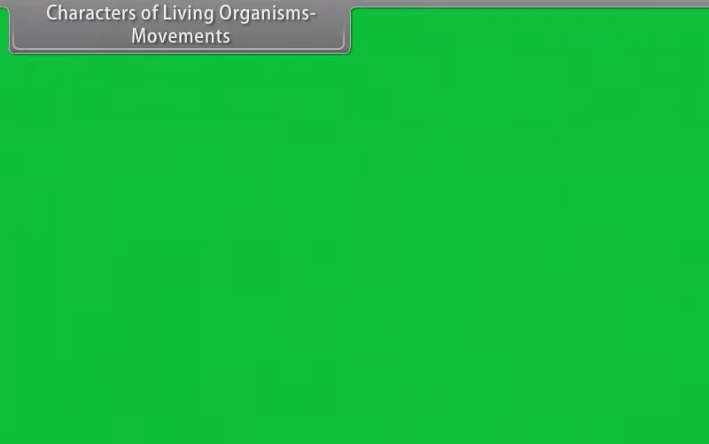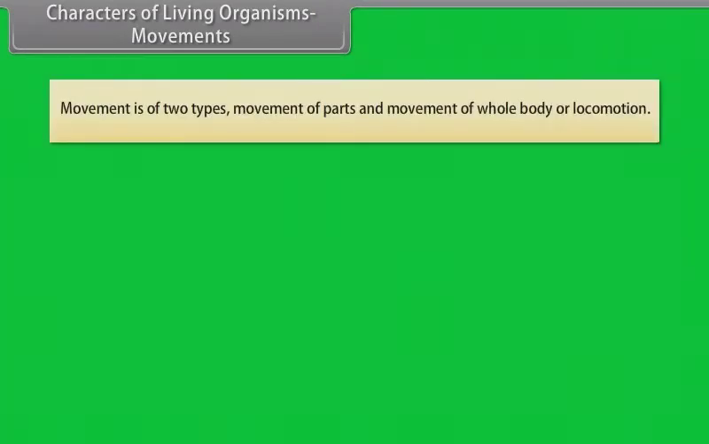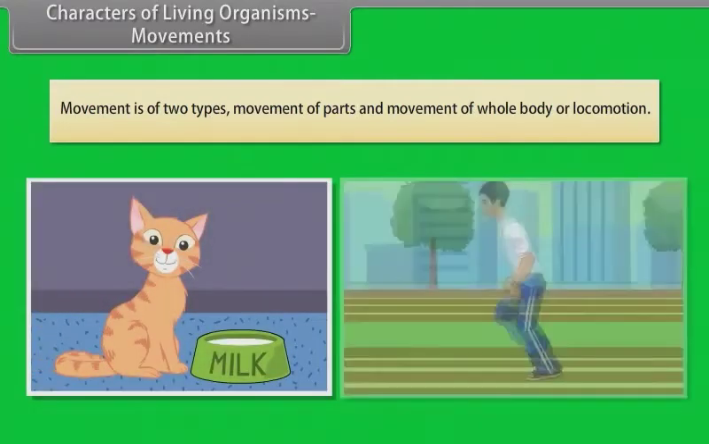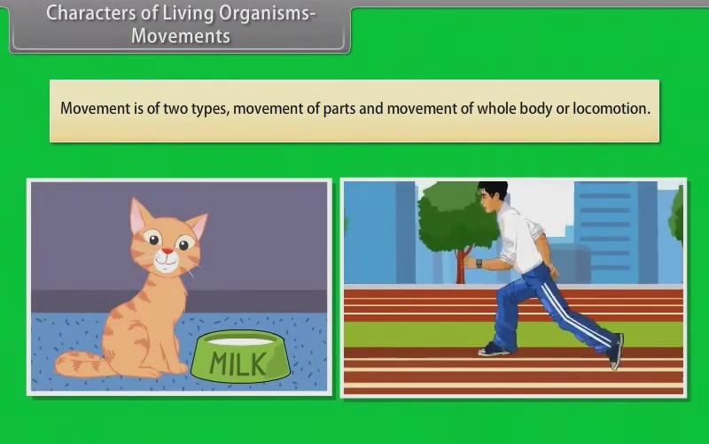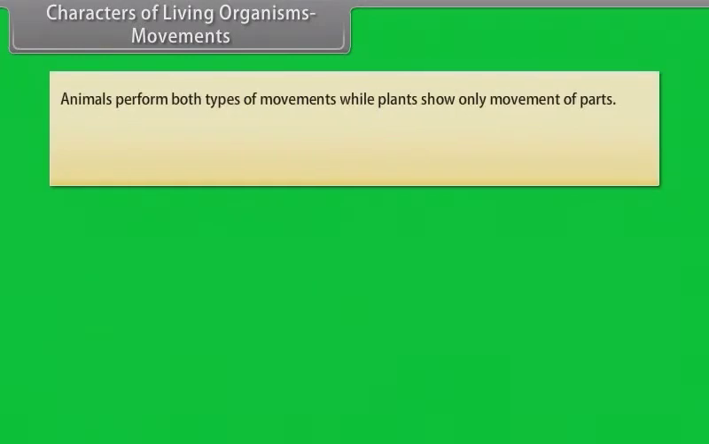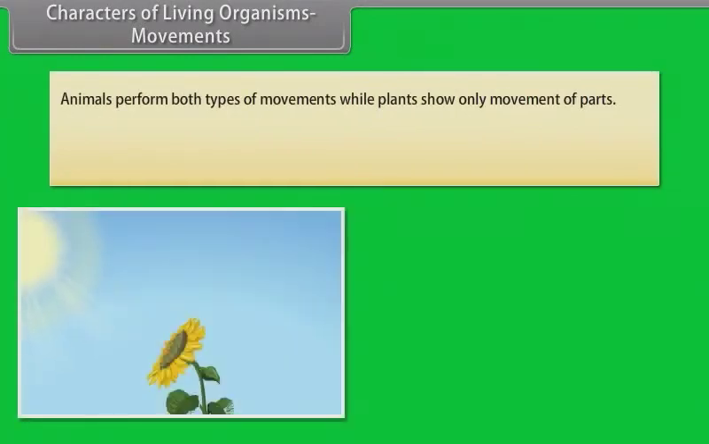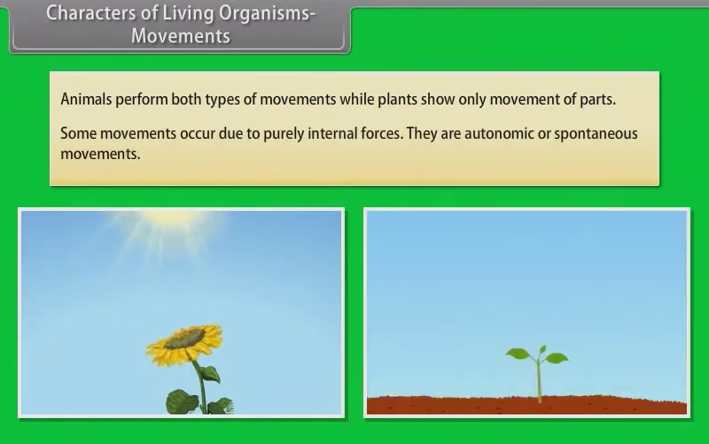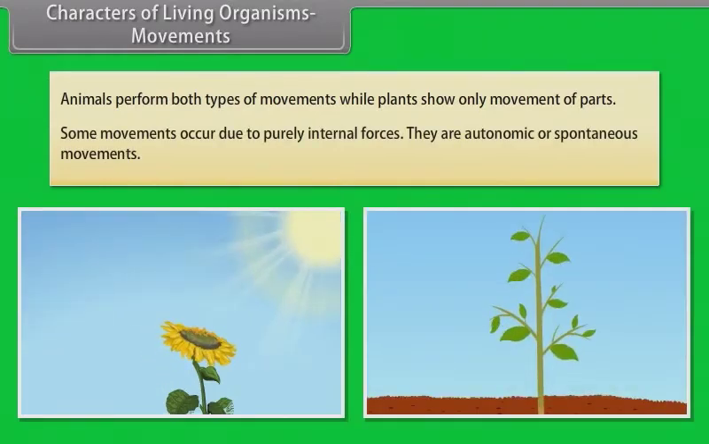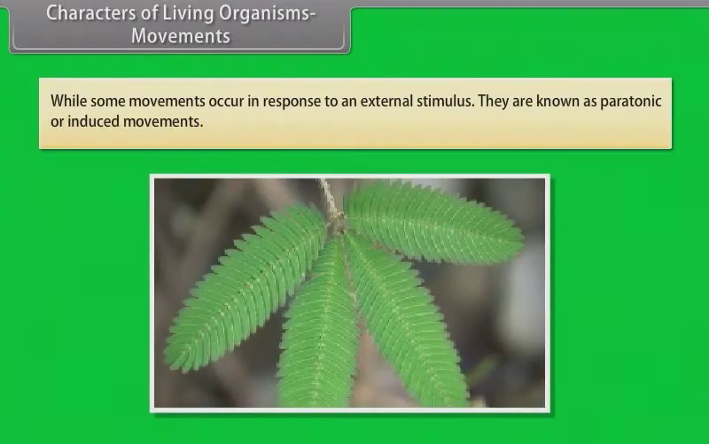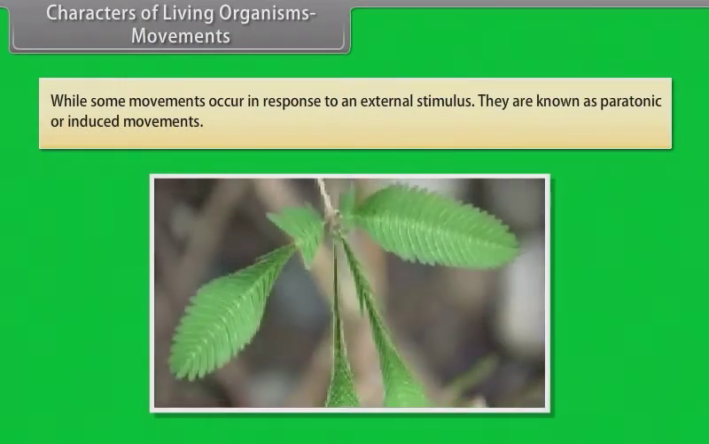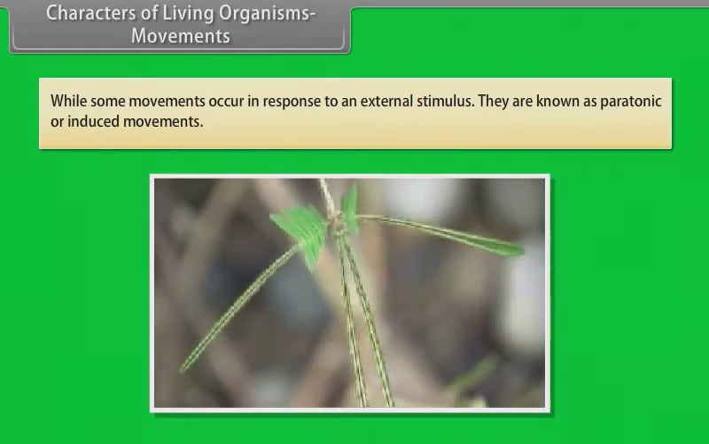Characters of living organisms. Movements. Movement is of two types, movement of parts and movement of whole body or locomotion. Animals perform both types of movements, while plants show only movement of parts. Some movements occur due to purely internal forces. They are autonomic or spontaneous movements, while some movements occur in response to an external stimulus. They are known as paratonic or induced movements.